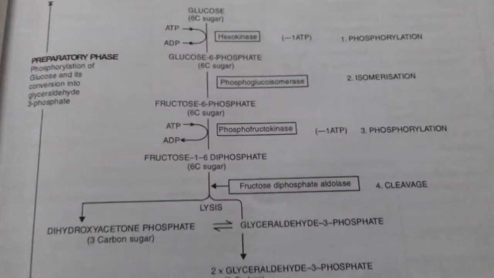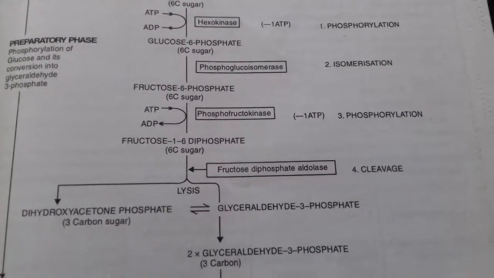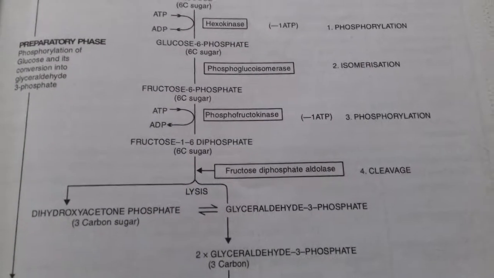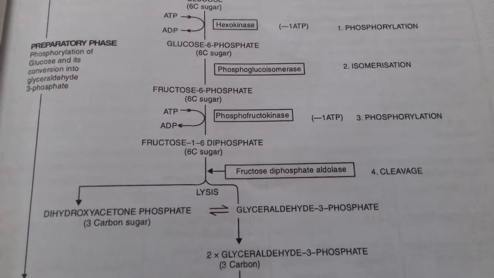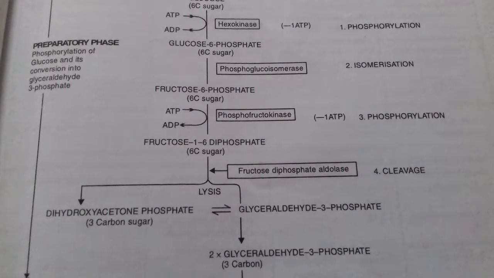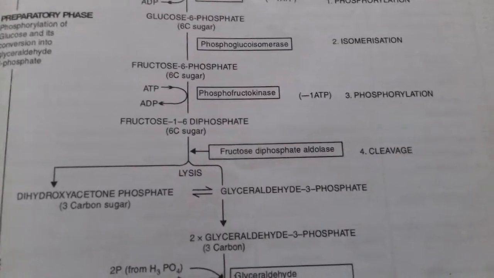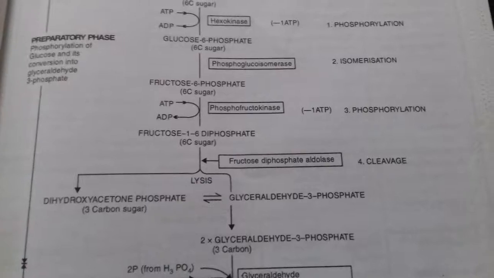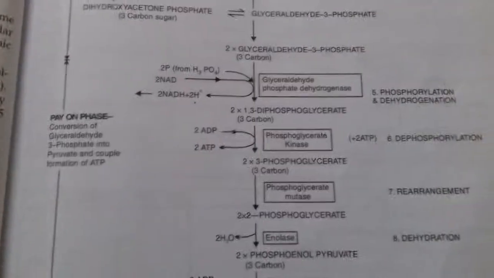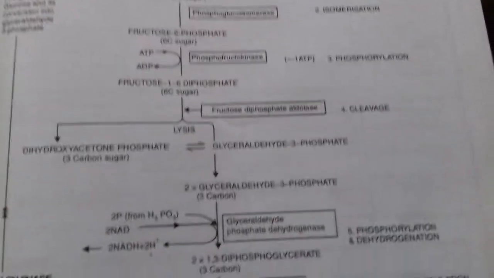So all these steps, phosphorylation, isomerization, phosphorylation, cleavage, were the preparatory phase, that is, phosphorylation of glucose and its conversion into glyceraldehyde 3-phosphate is the preparatory phase. Here there is only loss of ATPs. In the next stage, the payoff phase, we will gain the ATPs.